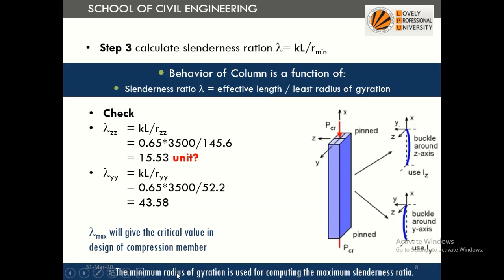Remember that as a designer we are focusing on the critical value. We are not interested in maximum or minimum, we are interested in finding the critical value. So lambda max, the higher value, will give us the critical value for design compressive strength, and the minimum radius of gyration is used to calculate the maximum slenderness ratio. So if you want to calculate the maximum slenderness ratio, you will use r minimum. And we know that the behavior of a column is a function of slenderness ratio.